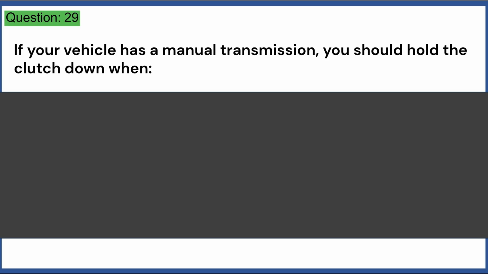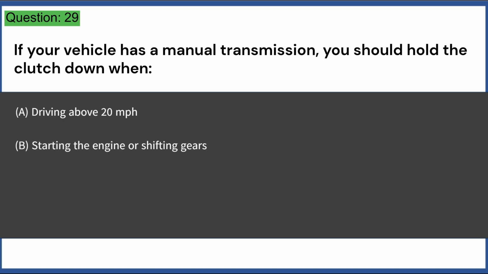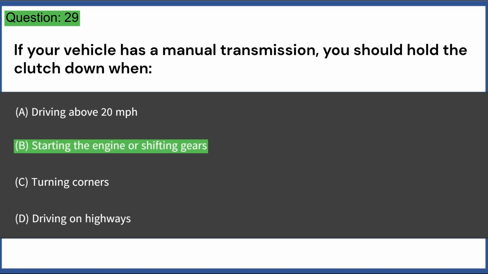If your vehicle has a manual transmission, you should hold the clutch down when: A. Driving above 20 miles per hour. B. Starting the engine or shifting gears. C. Turning corners. D. Driving on highways. Answer: B. Starting the engine or shifting gears.